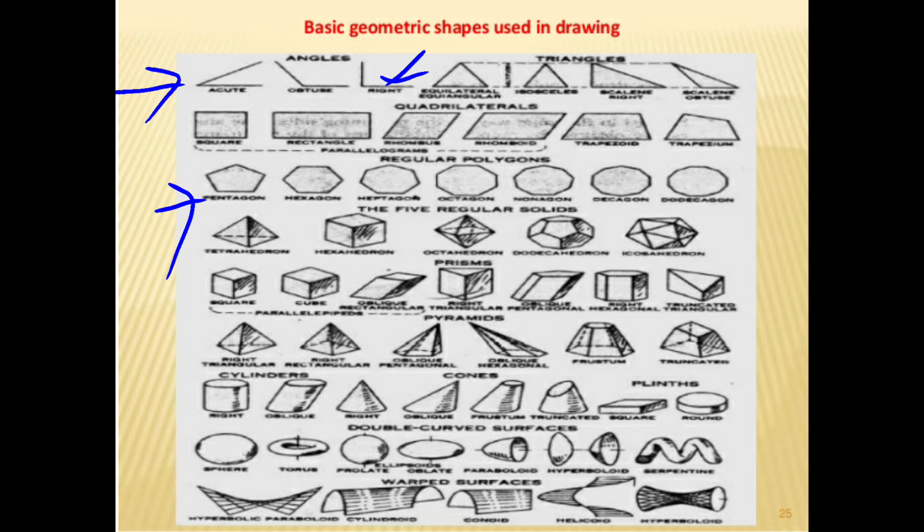Then we have regular solids. First we start with tetrahedron, hexahedron, octahedron. Then we have prisms. Here we have prism, square prism, cube, oblique prism, hexagonal prism. Then we have pyramids.